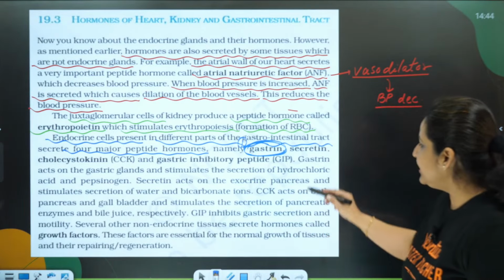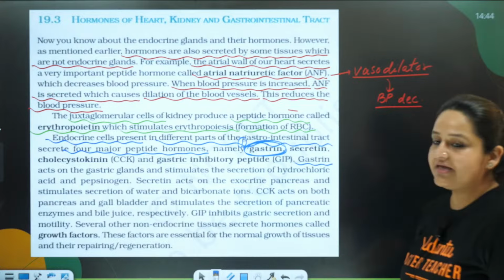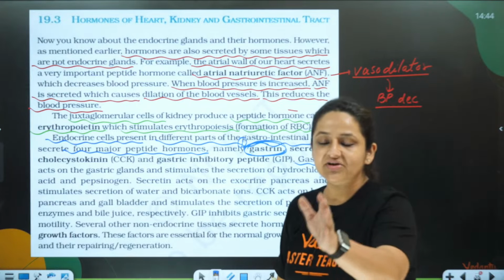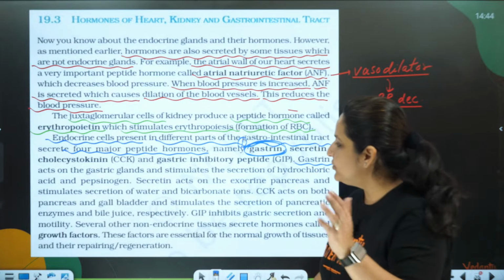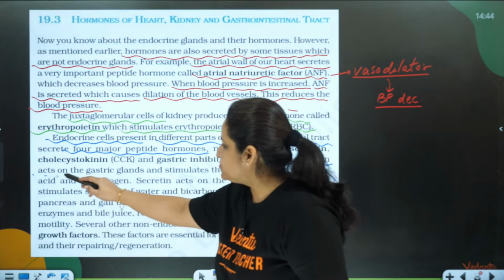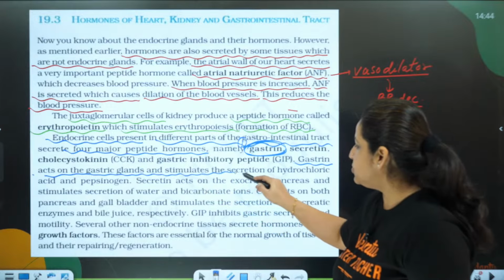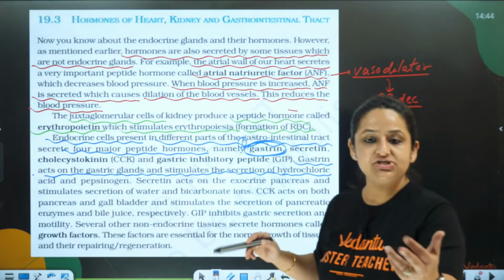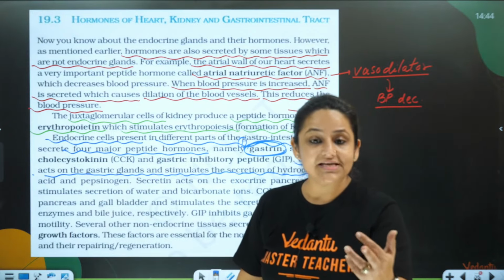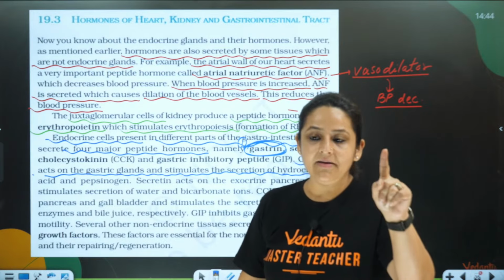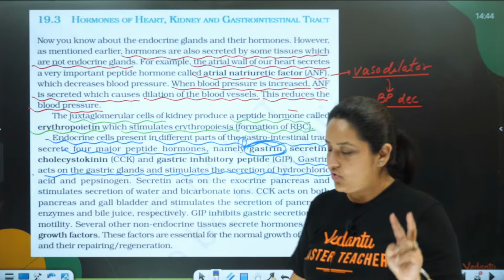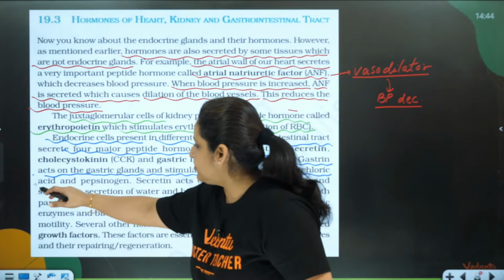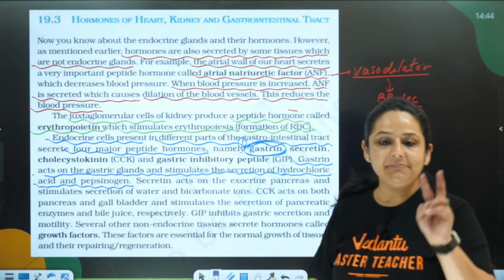Gastrin, as the name says, is going to act on the gastric glands. Gastric glands means the glands of the stomach. It is going to tell the stomach glands, "Please secrete the secretions of the stomach." What are the secretions of the stomach? Number 1, HCl, and number 2, pepsinogen. So it is going to cause the secretion of hydrochloric acid and pepsinogen.